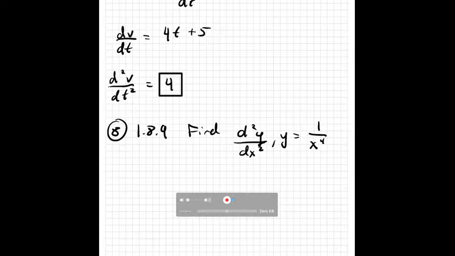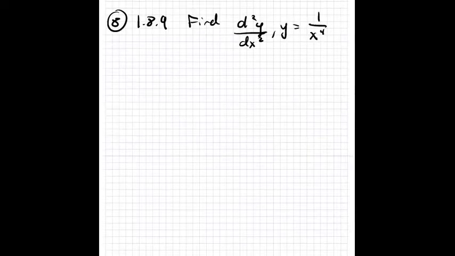All right. So first, let's find the first derivative. So dy by dx, that's going to be d by dx of, I'm going to rewrite this 1 over x to the 4 as x to the minus 4. Okay. So now the exponent comes down. That's going to be negative 4x to the power of negative 5.